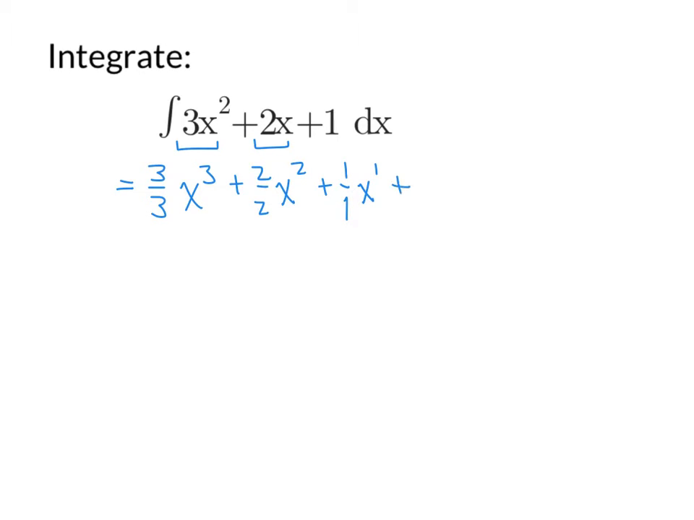The last thing that we're always going to have to remember is to add the constant. Whenever we're taking the indefinite integral, we have to have a constant on the end. So cleaning this up, we end up with x cubed plus x squared plus x plus that constant c.